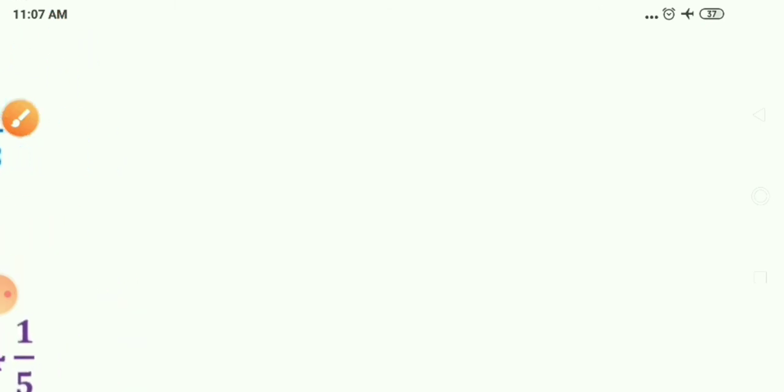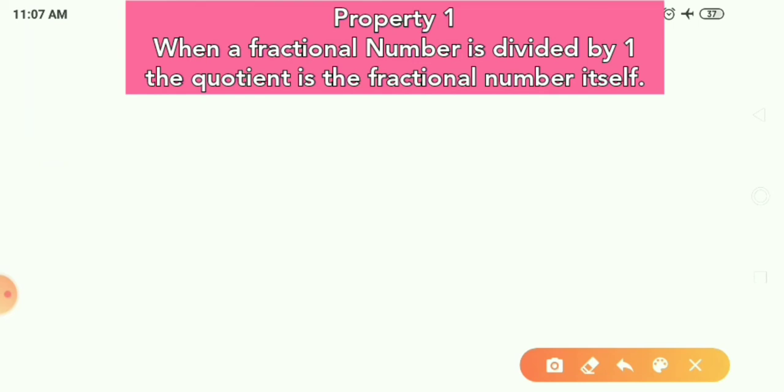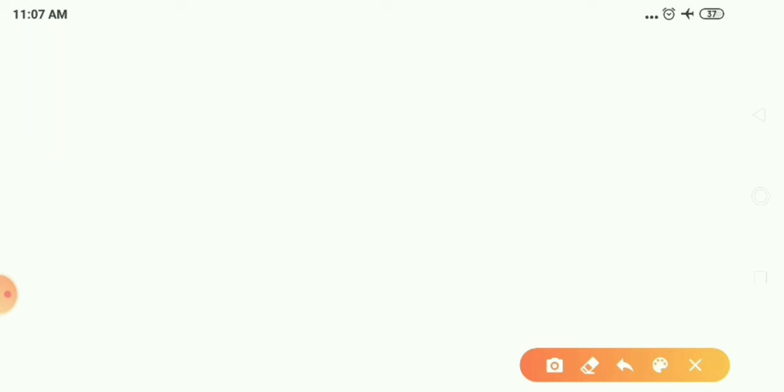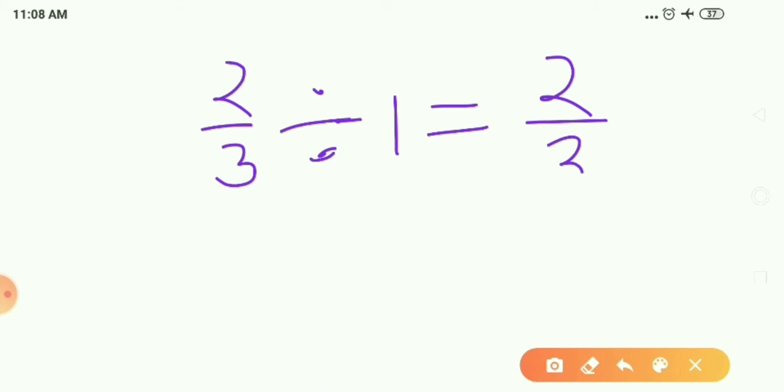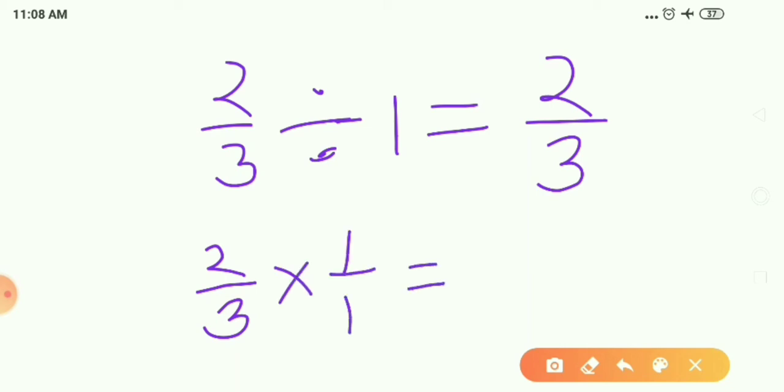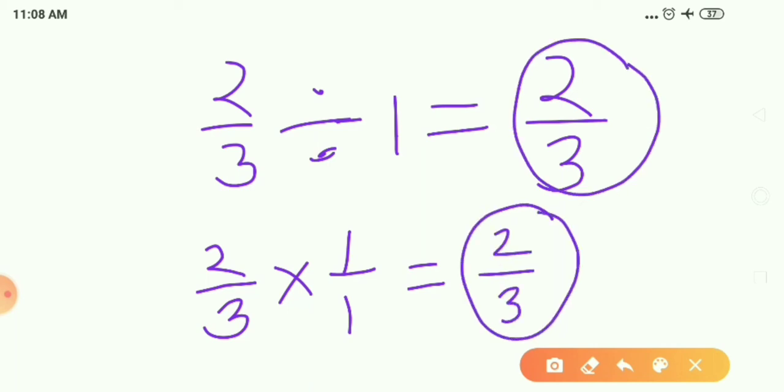Now we will discuss the properties of division of fractional numbers. The first property is, when a fractional number is divided by 1, the quotient is the fractional number itself. For example, 2 upon 3 divided by 1. Its answer will be 2 upon 3. How? Let's try to solve this. 2 upon 3, here is division, means its opposite sign is multiplication. 1 means 1 upon 1 and its reciprocal is also 1 upon 1. So 2 1s are 2 and 3 1s are 3. So you can see that the answer is the same.